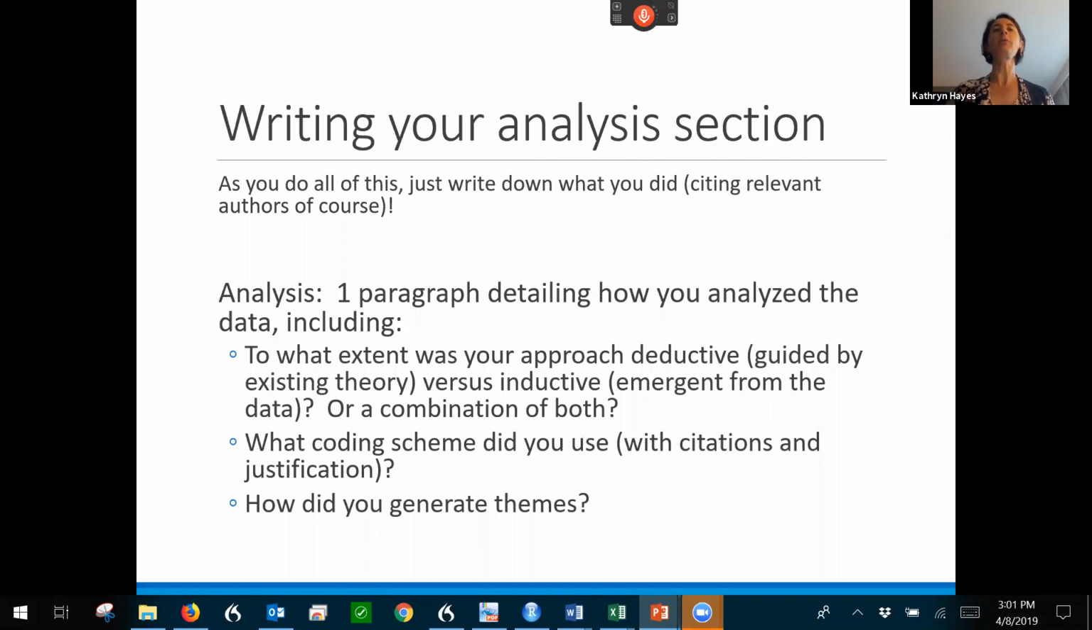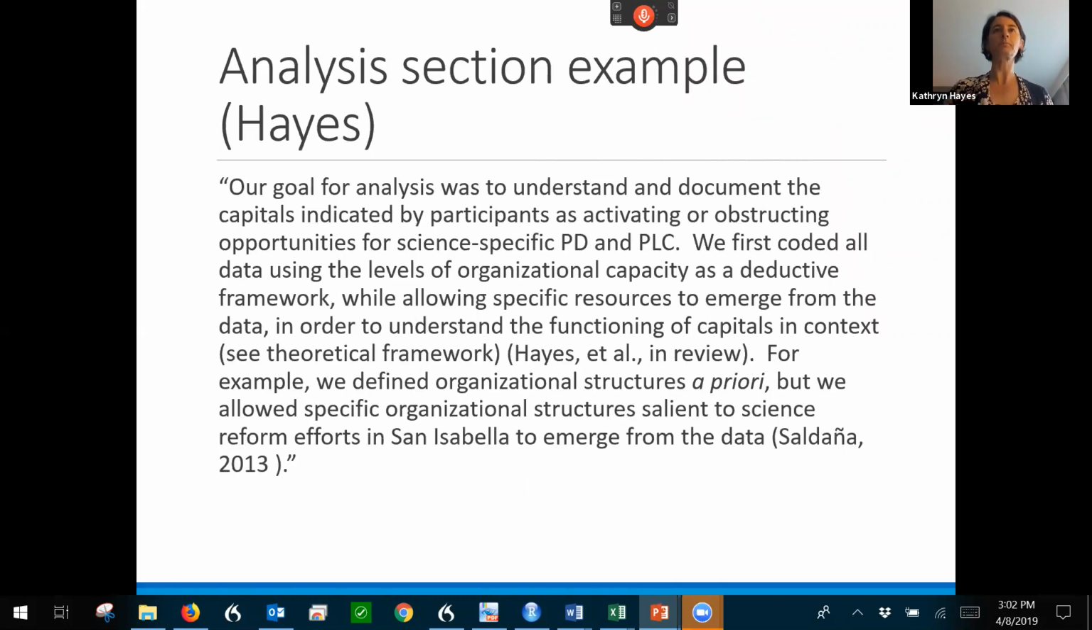All right, so it's a paragraph describing how you analyzed the data, including to what extent was your approach deductive, like guided by existing theory or literature, versus inductive, emerging from the data? Or was it a combination of both? And what coding scheme did you use? And of course, Saldana has all kinds of ideas. You can go to him. And how did you generate themes? Those are the sorts of things you should answer in your analysis section. Here is an example. I'm going to give you two.